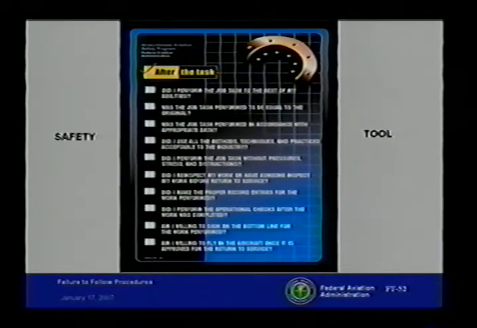Did I re-inspect my work, or did I get somebody else to do it for me, to help me out? Did I make the proper record entry? Did I make sure that when I wrote up the record entry, I put in there exactly what I found wrong with the aircraft? And then when I finished it up, did I put in there what I did to repair that? What I did that made it okay to be approved for return to service?